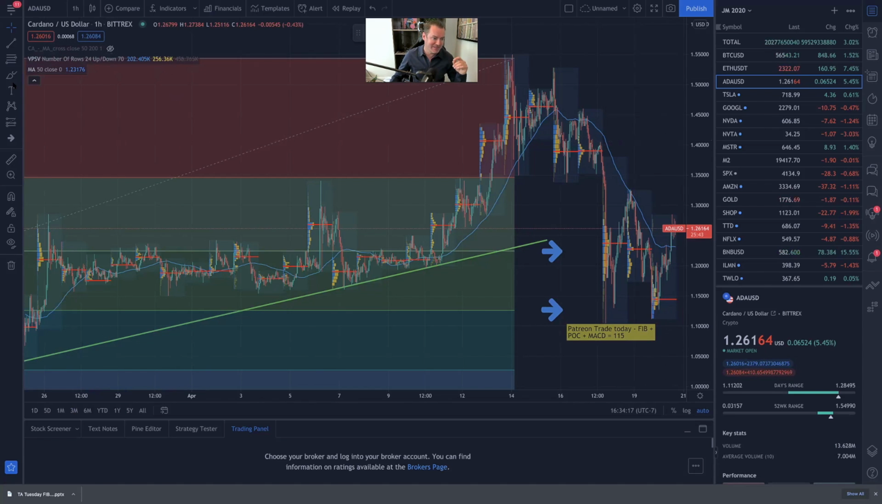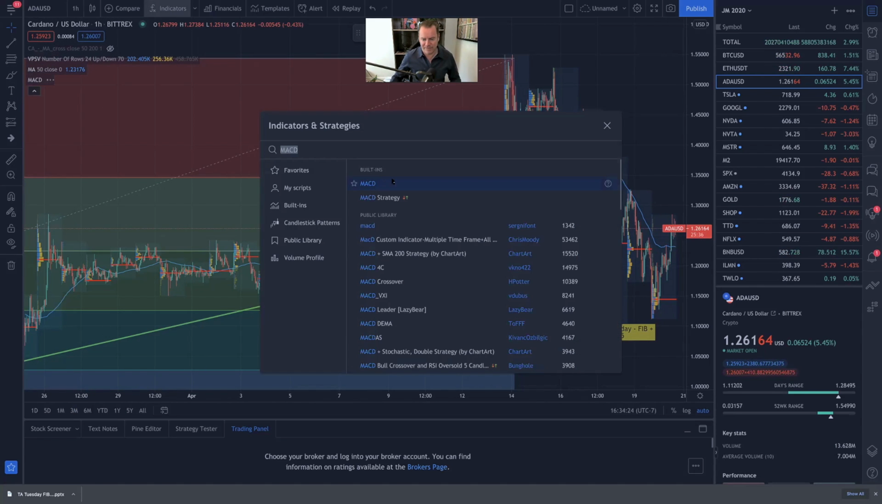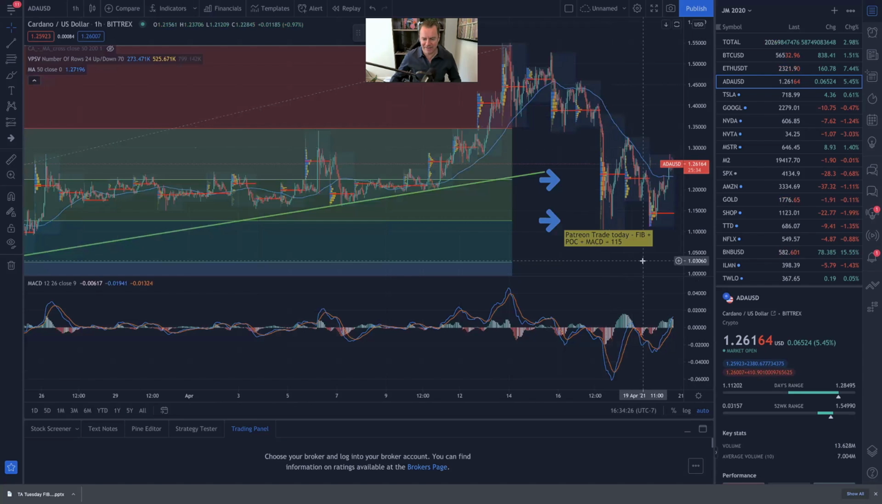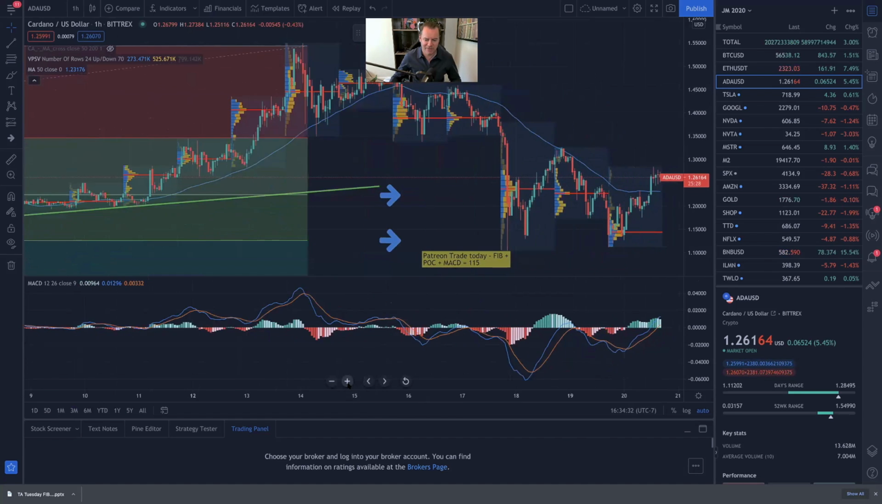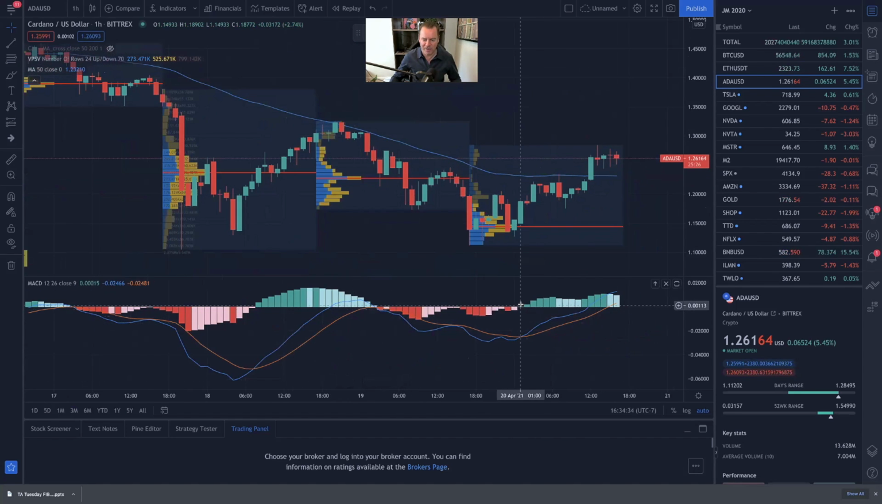Let's pop open the MACD just so you guys can see. You just need a basic MACD here. Now, remember I said you've got to wait for the confirmation on the MACD for the histogram to turn green. Well, there it is, right at the 115 level, like clockwork. You can't make this stuff up. Now, I know there's a lot of TA haters out there that think this is all hocus pocus, but it works for me. What can I say?